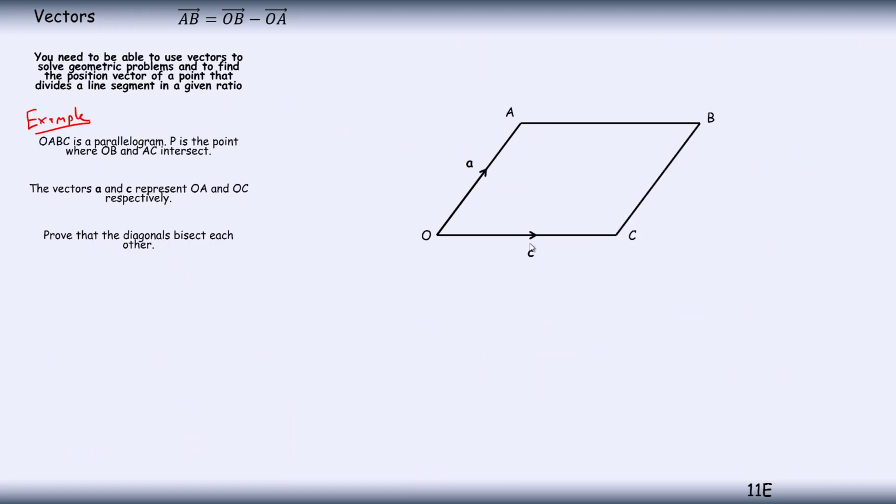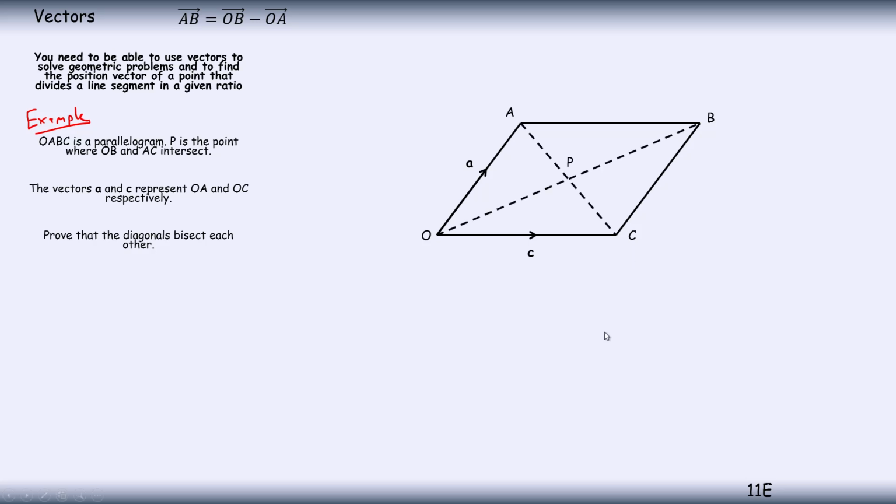Okay, for this example then, we're going to be looking at a parallelogram OABC. P is the point where OB and AC intersect. So P is the point where the diagonals intersect. Vectors A and C represent the position vectors A and C respectively, and they're on the diagram. Prove the diagonals bisect each other. So we've got to prove the diagonals bisect each other, cut each other in half.